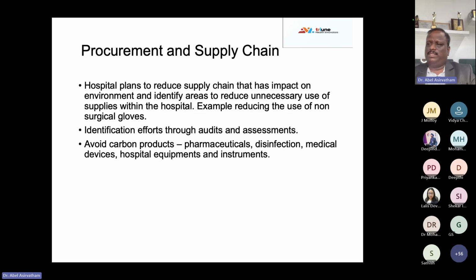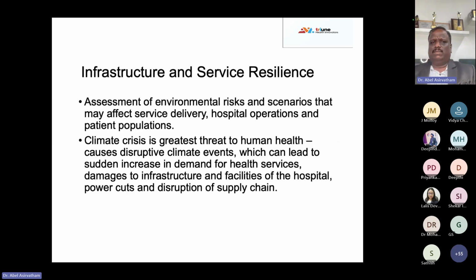Then procurement and supply chain, as we already discussed, you can choose vendors who have environmental sustainability as part of their vision and mission. Identification of efforts through audits and assessments. Avoid carbon products, pharmaceuticals, disinfection, medical devices, hospital equipment, and instruments which have carbon. It's only avoidance.